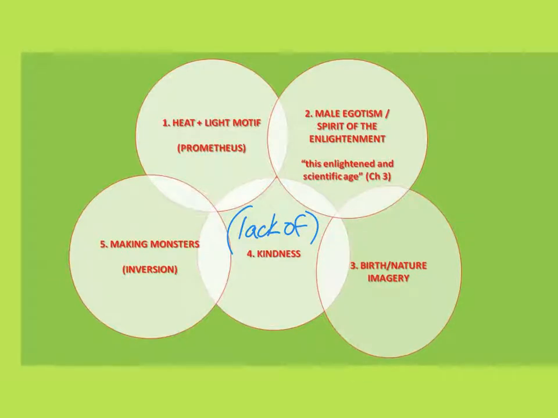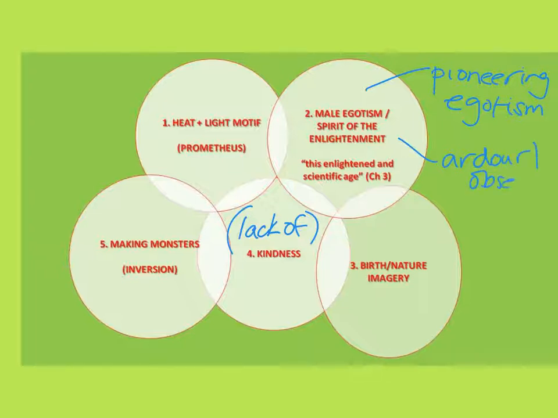Within number 2, we're going to have 3 offshoot areas, which are all broken down for you very shortly. Within that are the ideas of pioneering egotism, which we'll go through in a moment, ardour and obsession, and thirdly, we're looking at some key moments in relation to the dangers of the pursuit of knowledge.